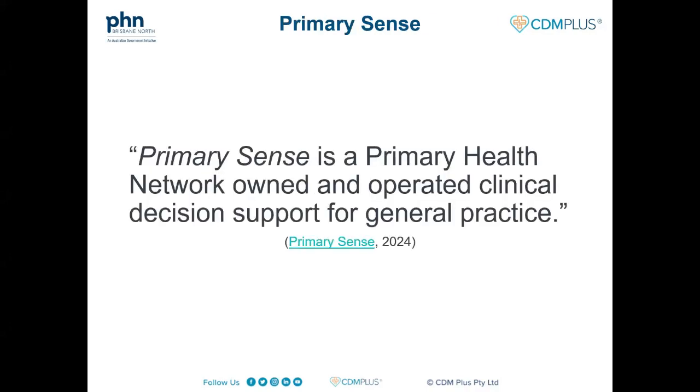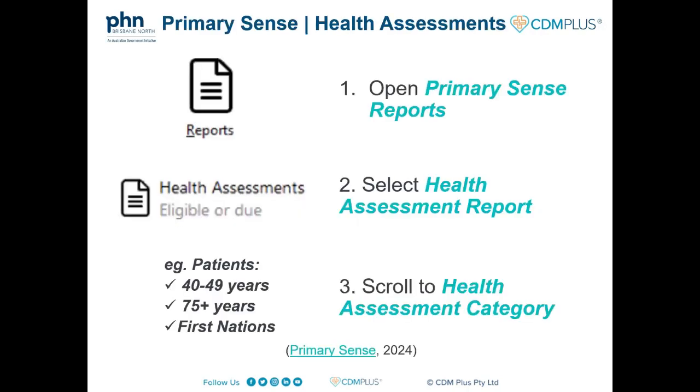Primary Sense is a PHN owned and operated decision support tool for general practices. So it allows you to extract that data. There are different types of reports available as well. So I've just put a couple of quick steps. If you were looking at health assessments in particular, it would be to open the Primary Sense reports, select health assessment reports, and then scroll through those different health assessment categories.